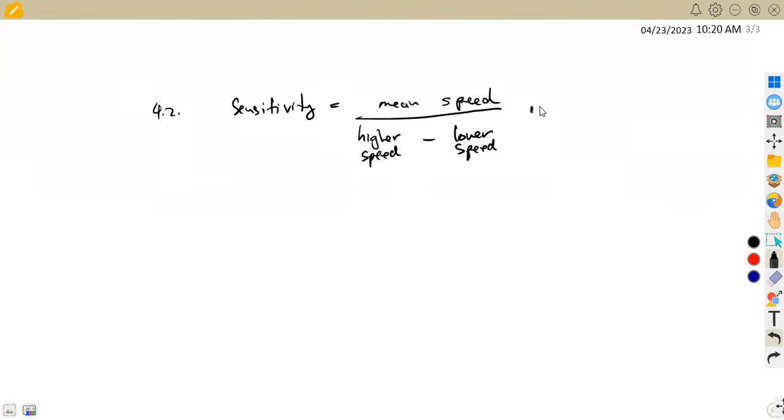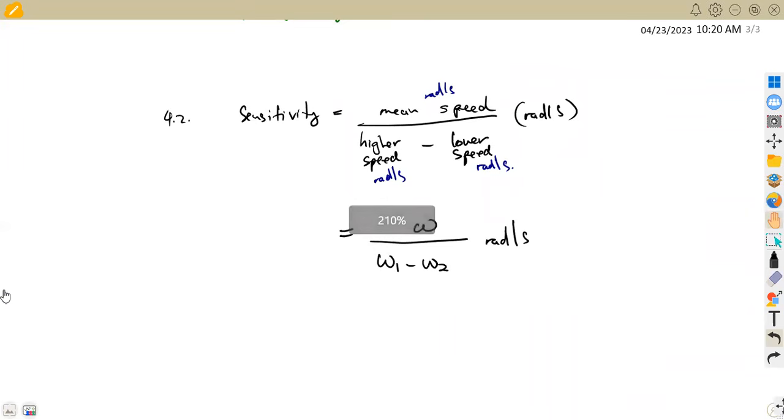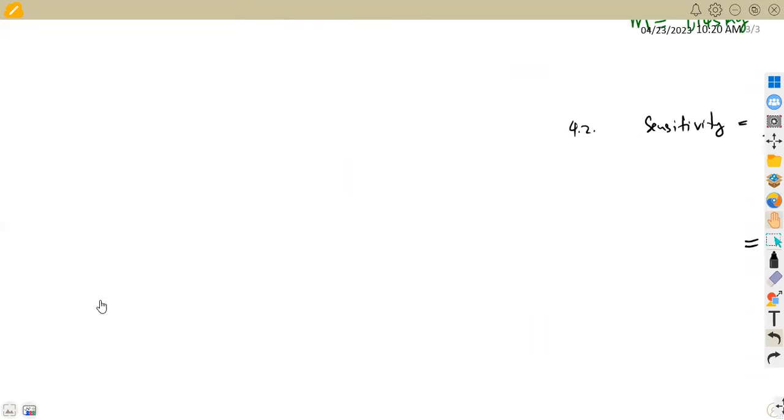Provided that these are in rad per second, then our answer is going to be in rad per second. So the mean speed is in rad per second, the higher speed is in rad per second, the lower speed is also in rad per second. Okay. So we can even rewrite our formula as the mean speed, which is that omega that we had before from the mean speed, which was in revs per minute, if you still remember, over omega 1 minus omega 2. So I also referred, how do you calculate omega 1 and omega 2? Because omega 1, you already have this. Where are we having omega 1 from? The n that we had before, remember, we calculated omega 1.